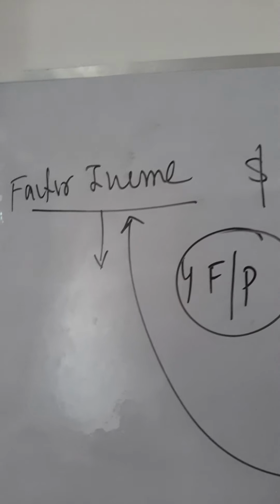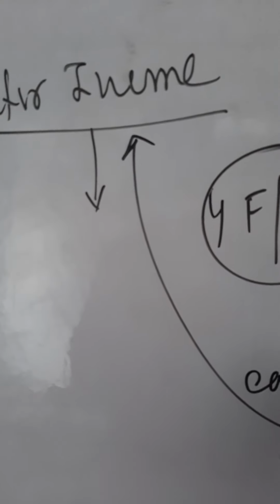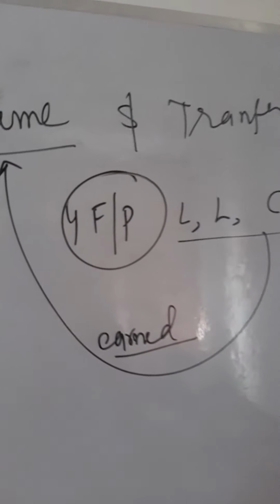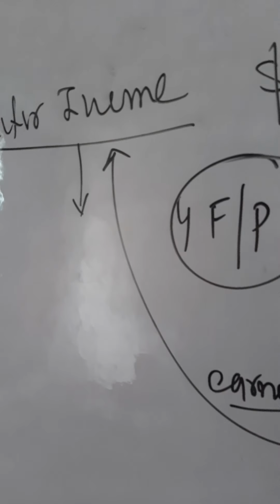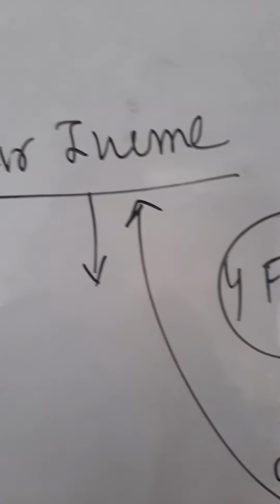The income earned, because it's an earned income, it's not a received income, it's an earned income. The income earned by these factors of production is known as factor income.